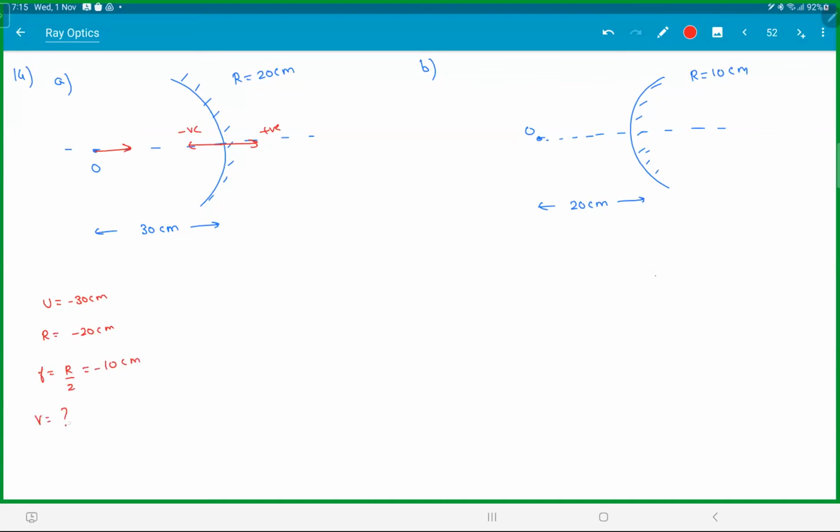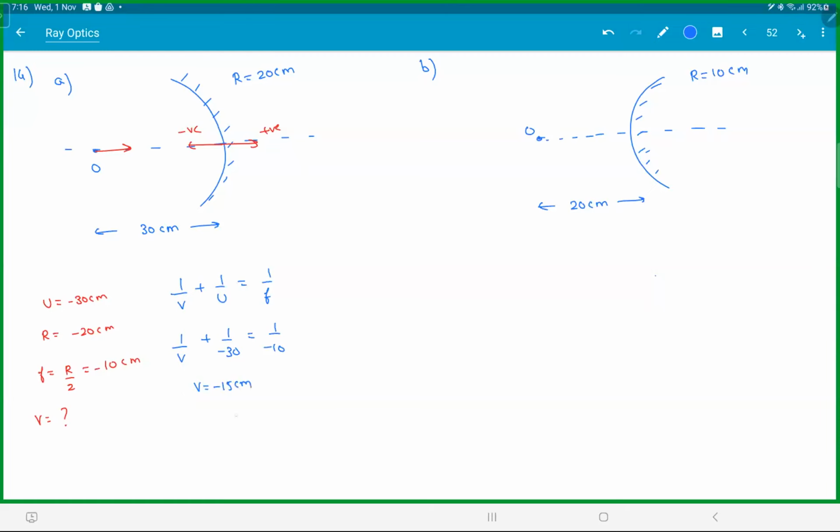V ka value, I don't know. Be careful with the signs. Then substitute in the formula. 1 by V plus 1 by U is equal to 1 by F. So 1 by V, U is minus 30, is equal to 1 by minus 10. That would be V is equal to minus 15 centimeters.